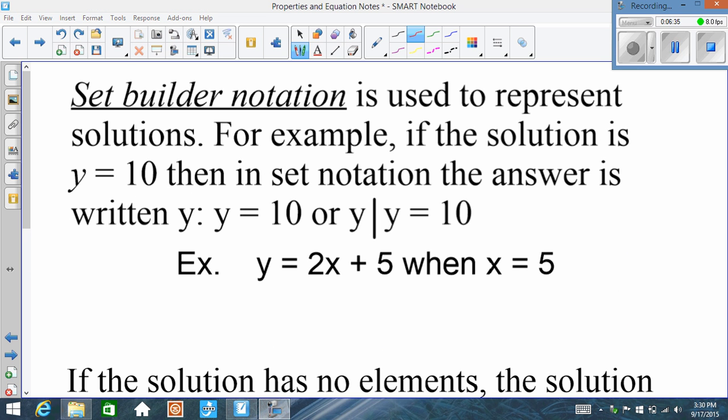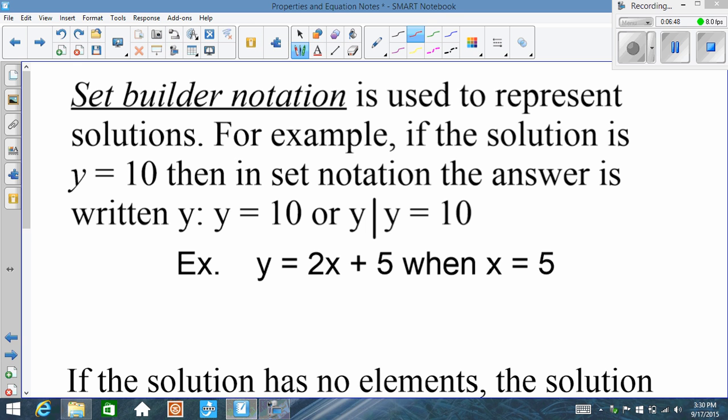Some more vocabulary. Set builder notation is used to represent solutions. For example, if the solution is y equals 10, then in set notation, the answer is written like this. There are two types. There's this one where you say y colon y equals 10, or we can say y slash y equals 10. Again, all they did was replace the colon with the slash there.